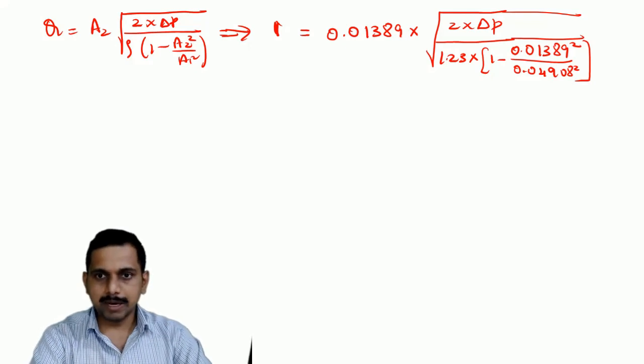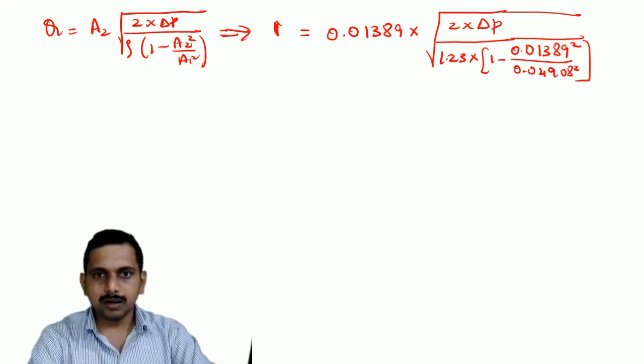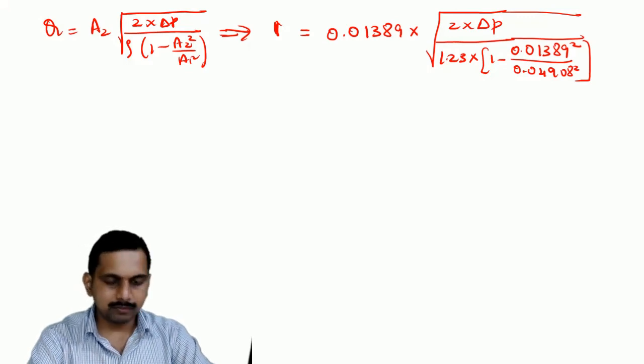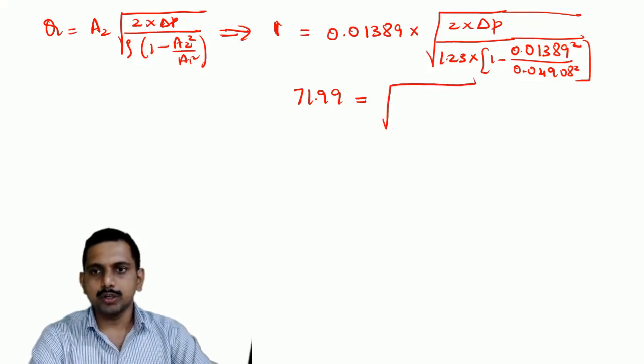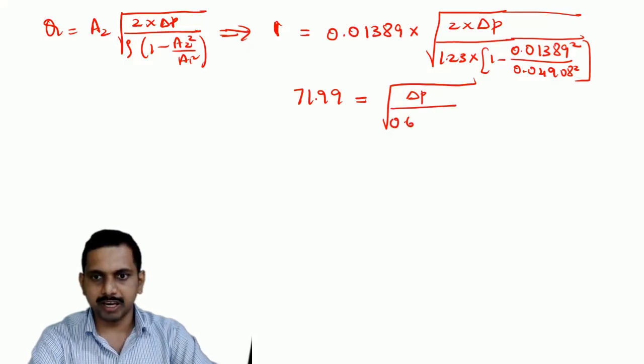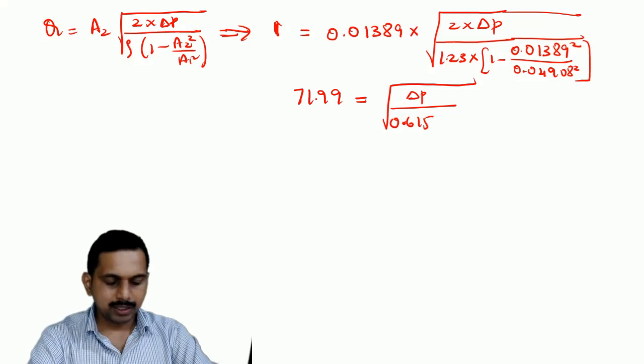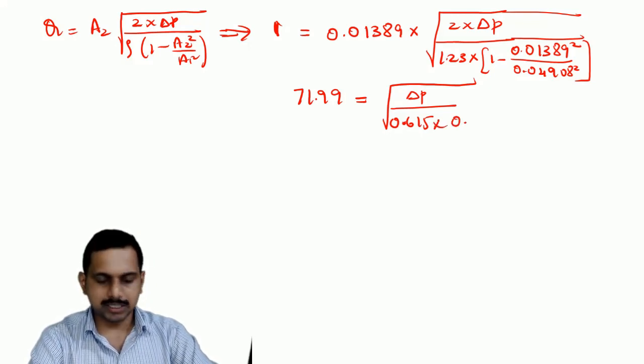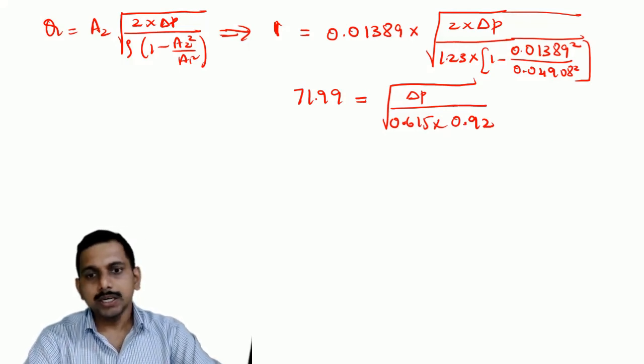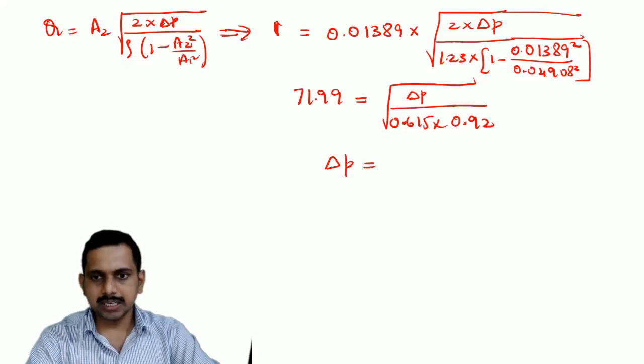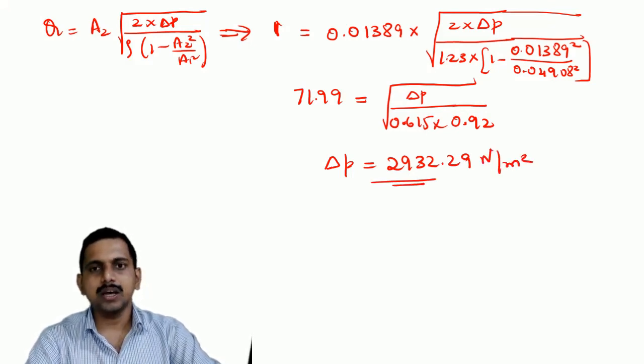So now when I do the calculation, 1 divided by 0.01389 will come as 71.99, can be taken as 72. This is equal to square root of 2 into delta P, I will put this as delta P, 1.23 by 2 is 1.615, correct, and then into this bracket whole I get 0.92, 0.9199 something, so I have made it as 0.92. The answer I get, delta P is equal to 2932.29 Newton per meter square. This is the answer I get.